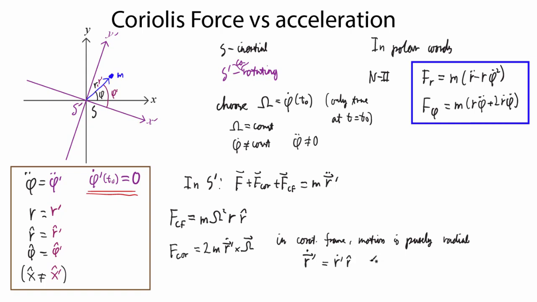And we also know that the vector omega is omega in the z hat direction. So we can then calculate what the Coriolis force is going to be equal to: 2m r dot prime omega times r hat cross z hat.